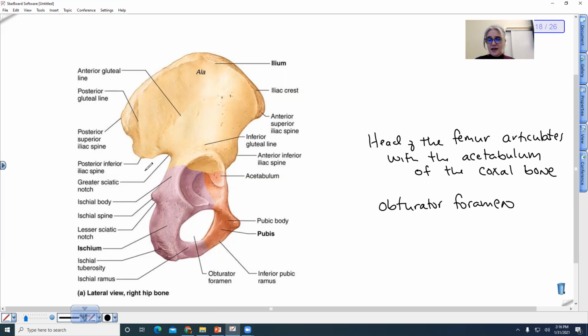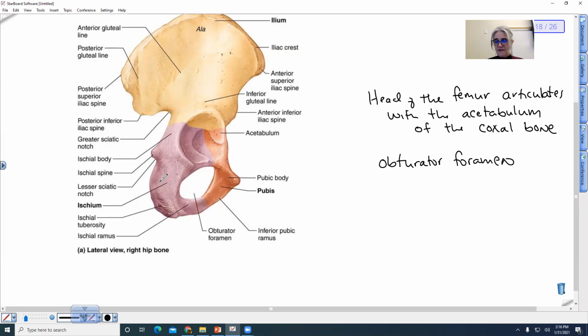Okay. This right here is what we call the sciatic notch. And next quarter, we're going to talk about nerves. That is the sciatic nerve. So the sciatic nerve passes through this notch on its way to the leg, to the back of the leg. So that's the sciatic notch.